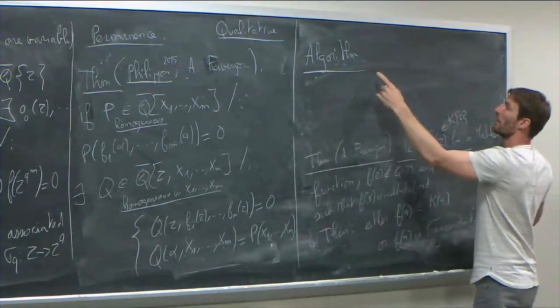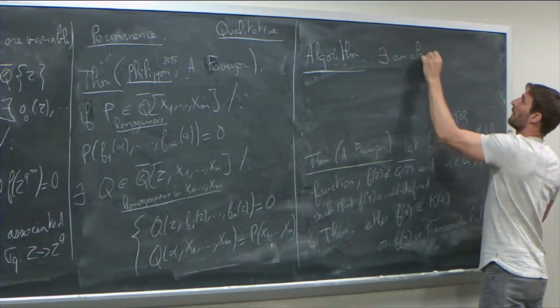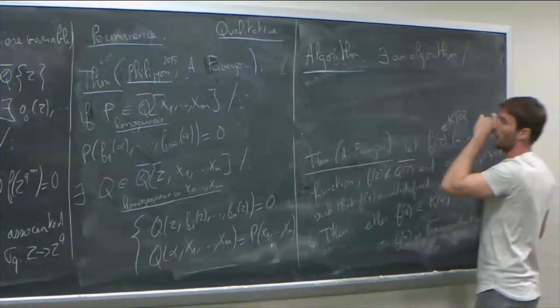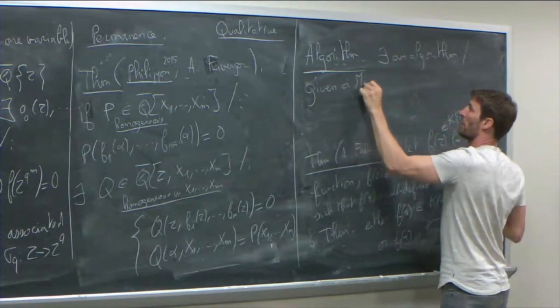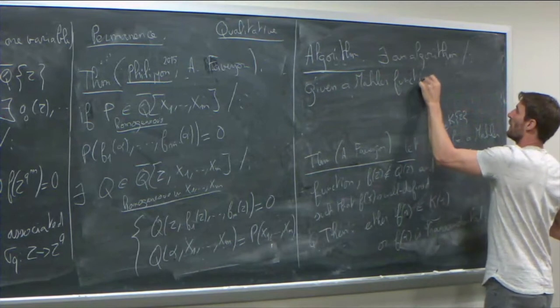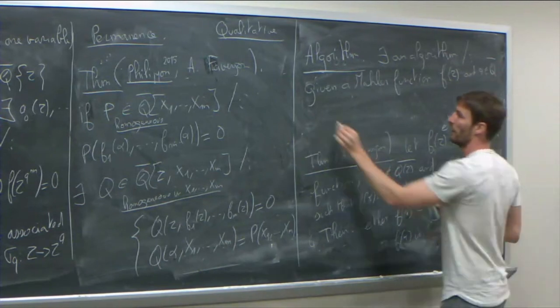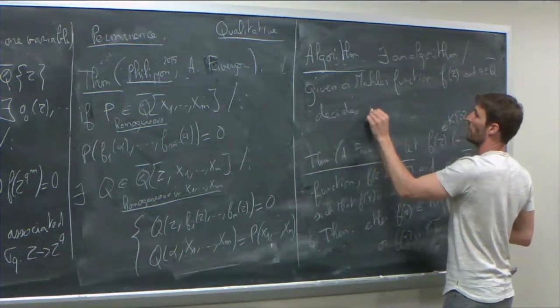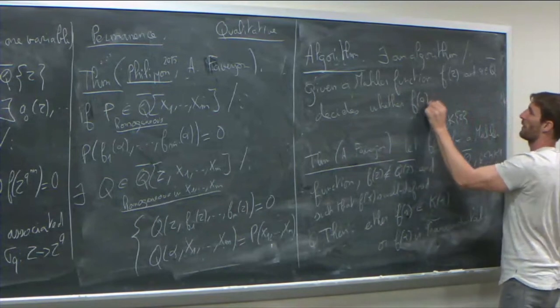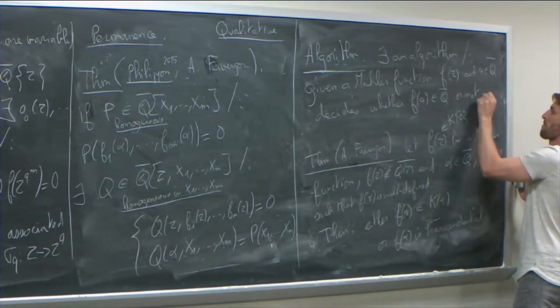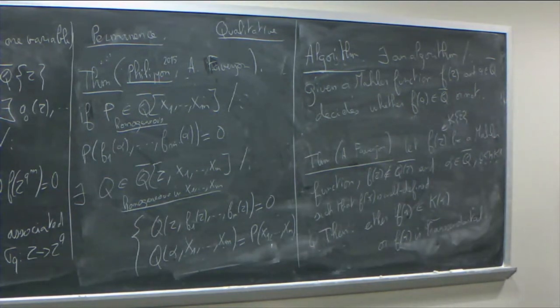So finally, there exists an algorithm such that, given a Mahler function f of z and an algebraic number alpha, it decides whether f of alpha is algebraic or not. So finally, this result allows us to produce an algorithm that reduces the question of transcendence of values to routine computation. I didn't really implement such an algorithm. It's kind of ongoing work, but it's not really my part to do that.